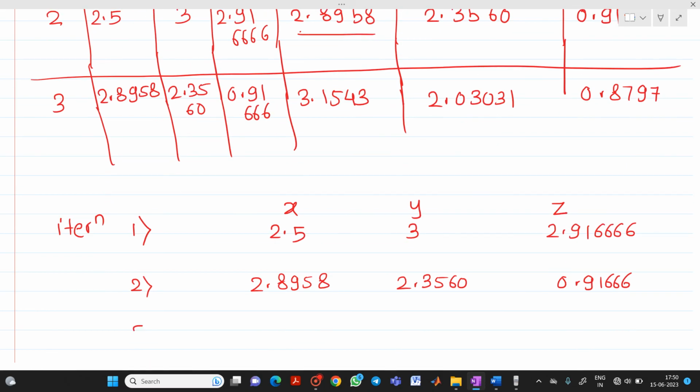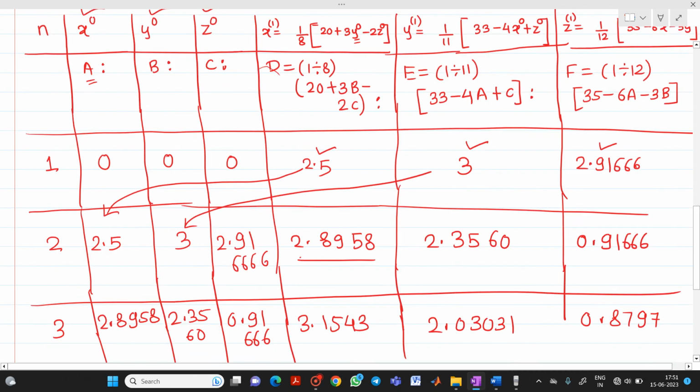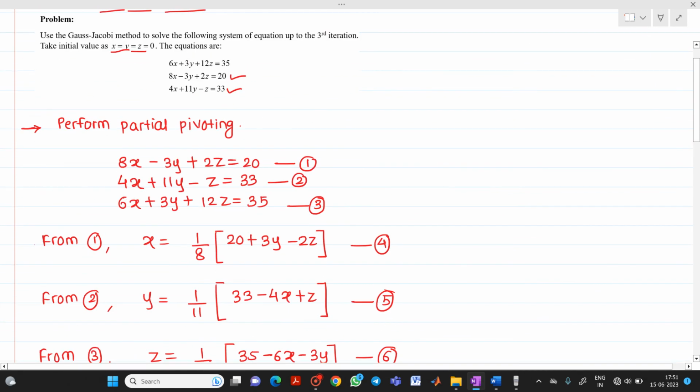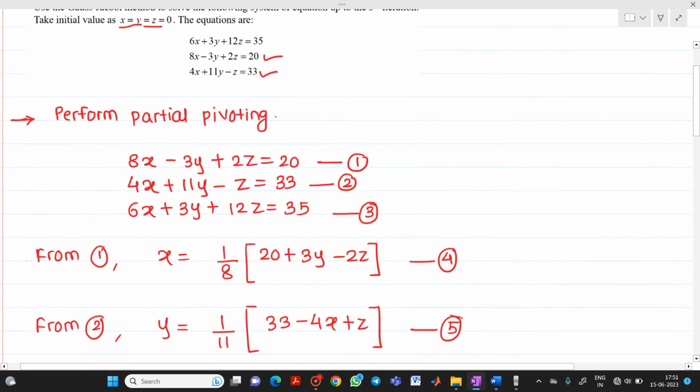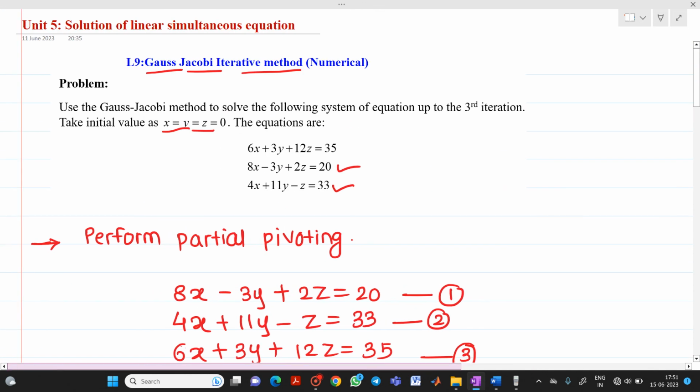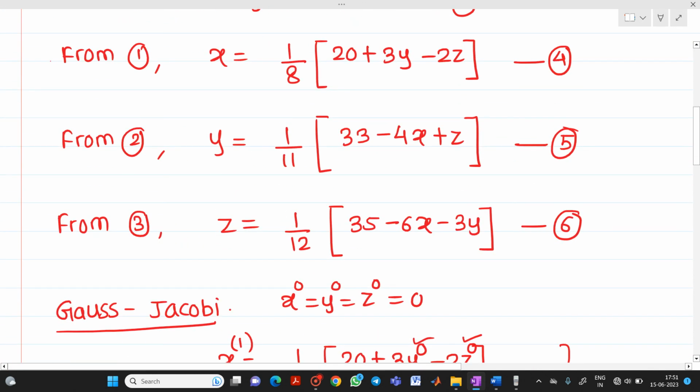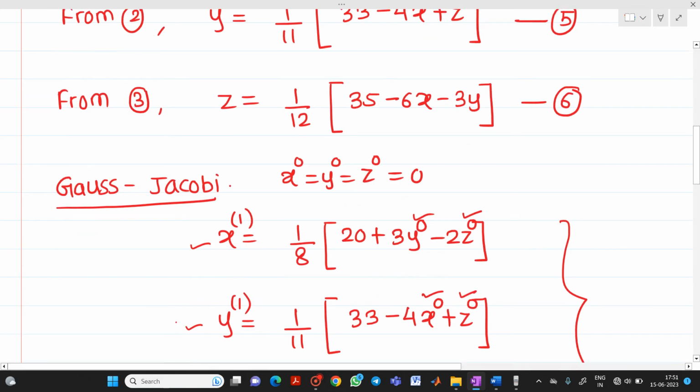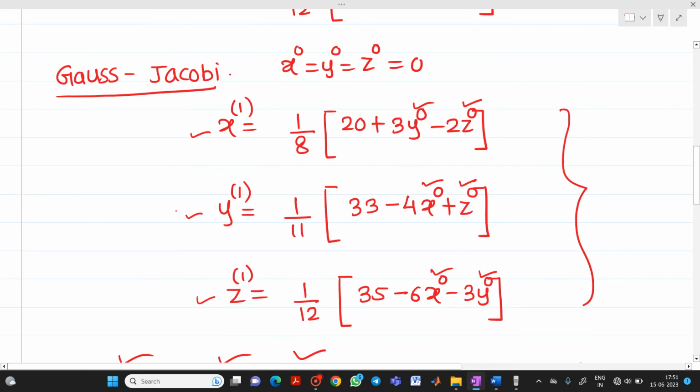And at the end of iteration number 3, you got the answer as 3.1543, then 2.03031 and 0.8797. So if you observe, we have solved this numerical within 1 or 2 pages. If you solve it by the conventional method, you will write the equations of x, y, z, then put in the initial values, then get the answer for x, y, z at iteration 1, then again go for iteration 2, again writing these equations of x, y, z.